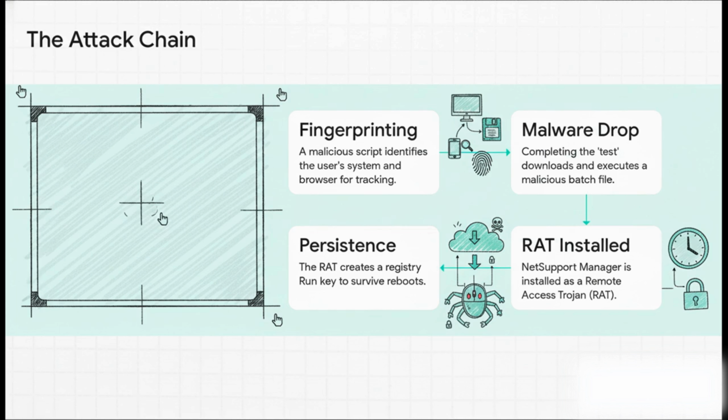And then the big moment. When you complete the test, you're not proving you're human. You're actually triggering a download. A malicious batch file gets executed, and it installs a program called Net Support Manager, setting it up to run automatically. Just like that, they have a persistent foothold on your machine.